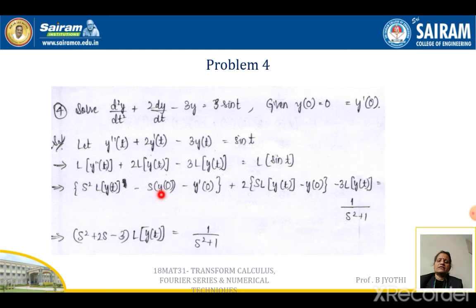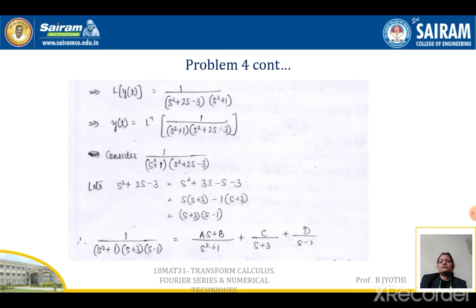And wherever we have y of 0 and y dash of 0, it remains as 0 because of the initial condition. Then we get only the first term, the fourth term and the sixth term. So by taking L of y of t common, we get s squared plus 2s minus 3 times L of y of t is equal to 1 upon s squared plus 1. By taking this s squared plus 2s minus 3 to the right hand side, we get L of y of t is equal to 1 upon s squared plus 2s minus 3 into s squared plus 1.